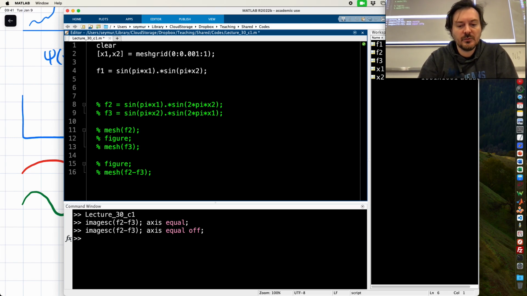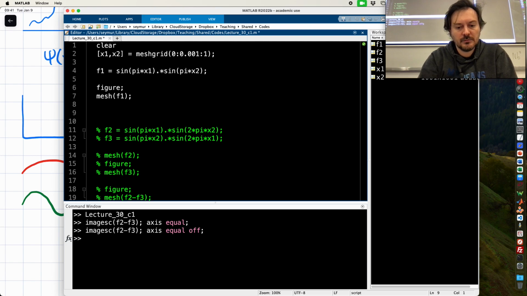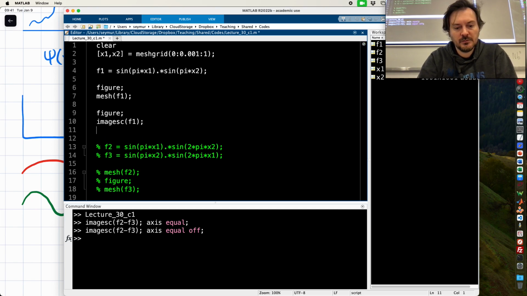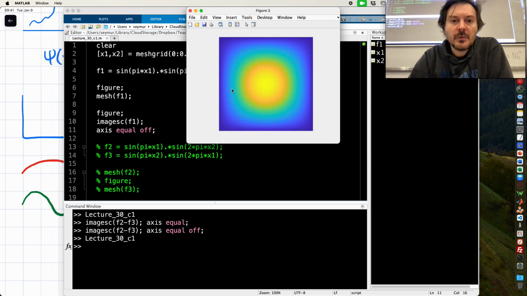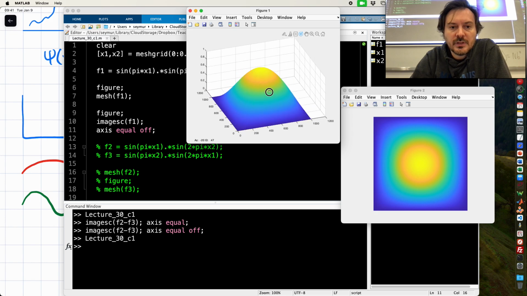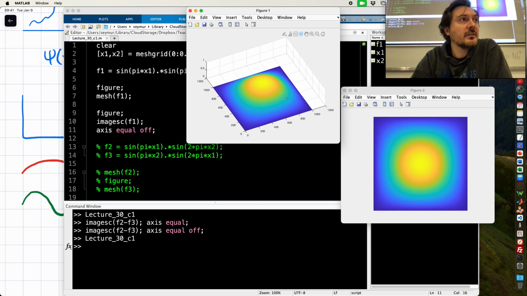I can plot it in different ways. So for example, I can plot it as a mesh, or I can plot it like this. Doesn't matter. We will be seeing it from above. So let's run this. So seeing it from above, it looks like this. Okay. From the sides, it looks like this. Are you happy? Any questions? No? Good.